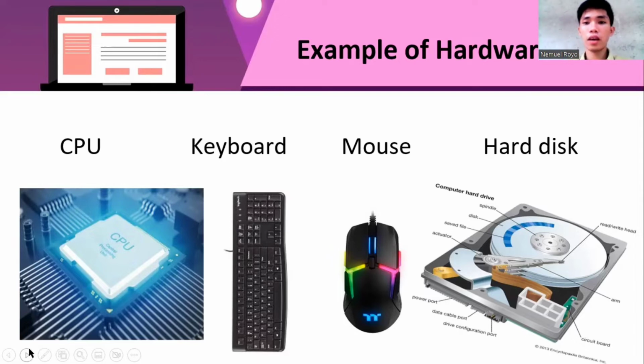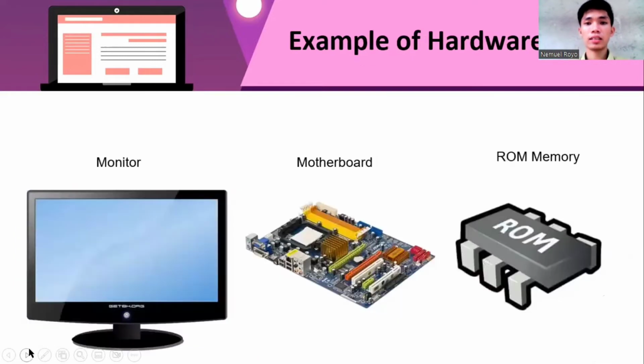So we also have a hard disk. What is a hard disk? A hard disk is a piece of hardware inside a computer that stores information. It's used to store software and data in a safe place which can be accessed when needed. So that is our hard disk.